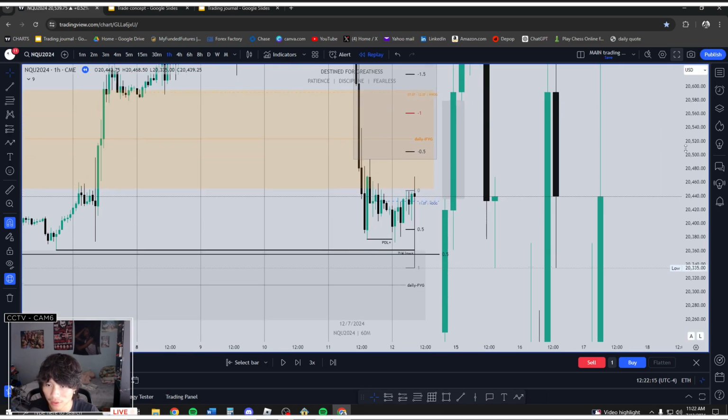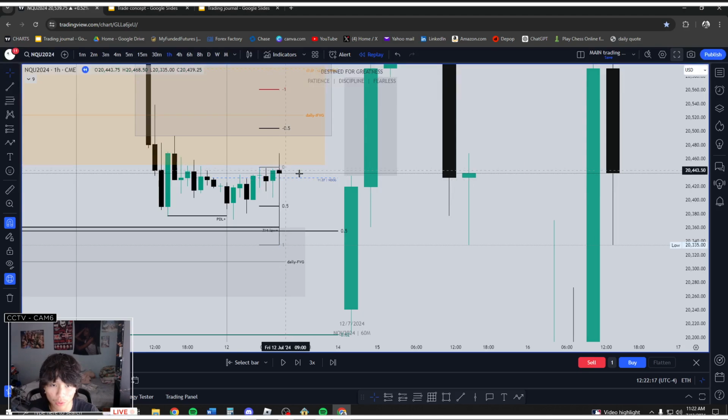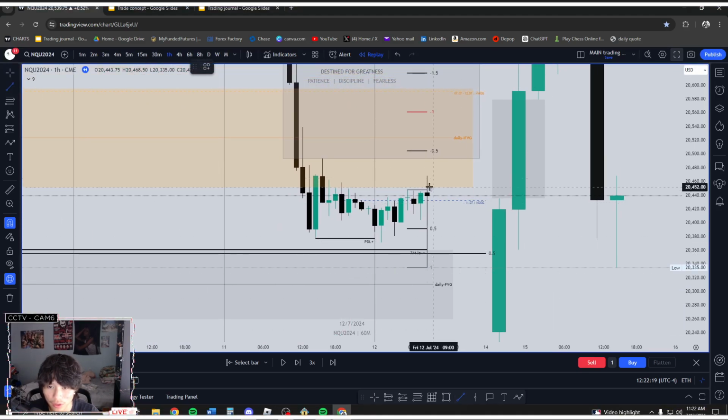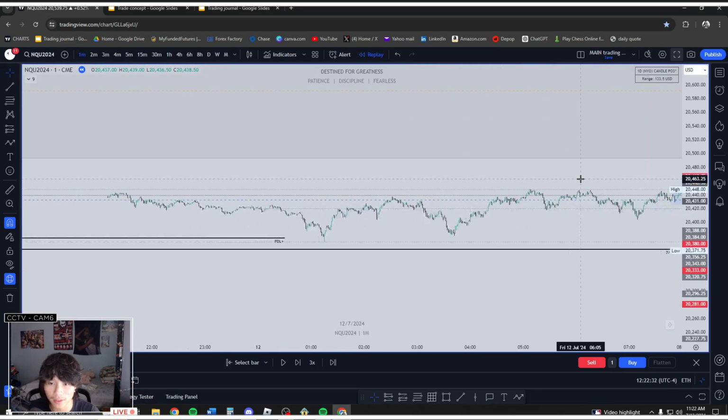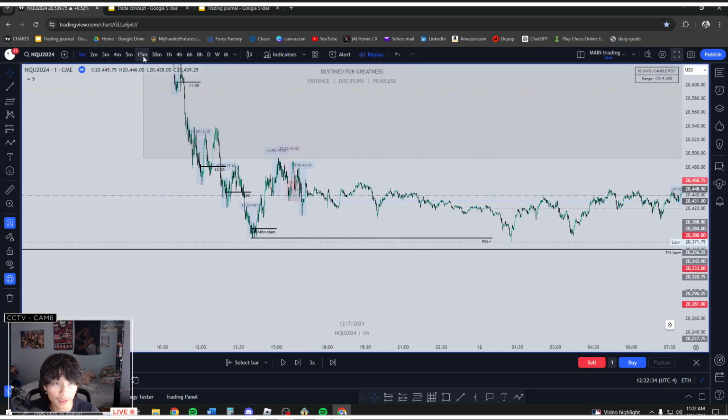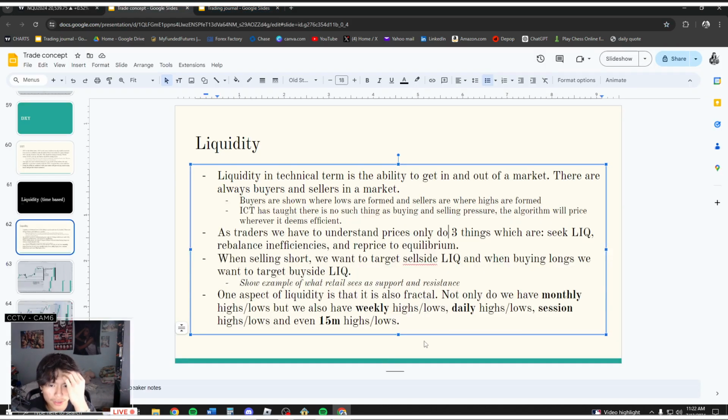So just based on this hourly candle right here, what can we anticipate for this candle's high to be taken, right? So there's buy side up there. It might not look like a lot of buy side, but if you go into the 1 minute time frame, you'll see that buy side level clear. So that's just for the monthly, weekly, daily highs and lows. And there's also a thing called session highs and lows.